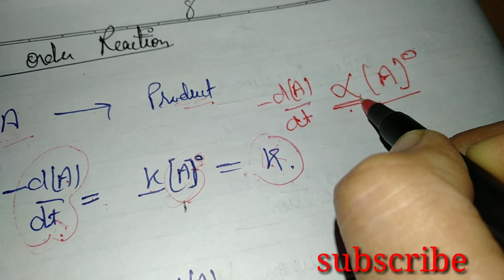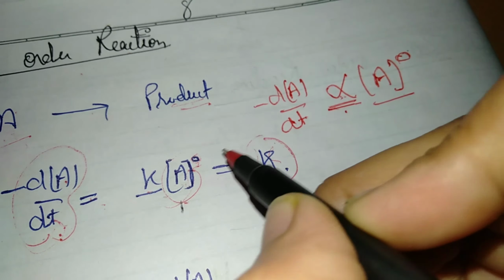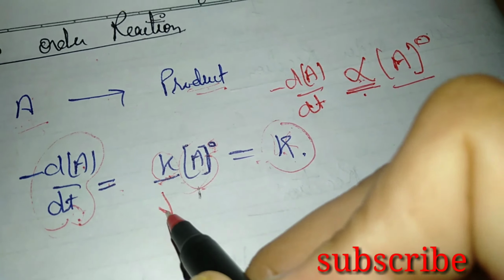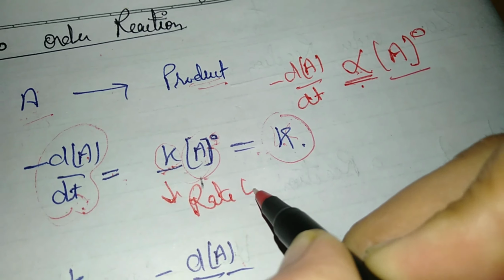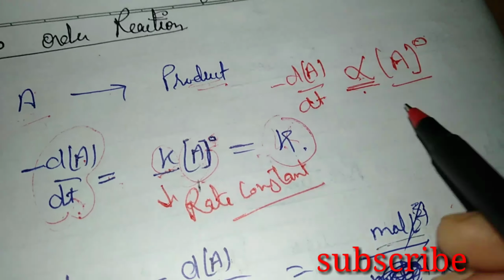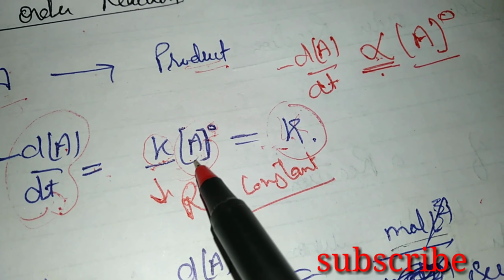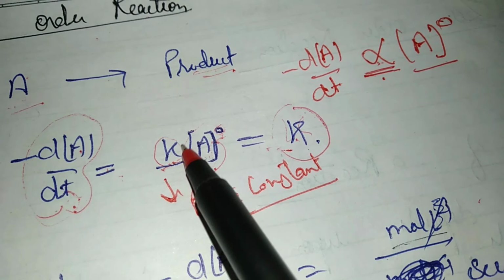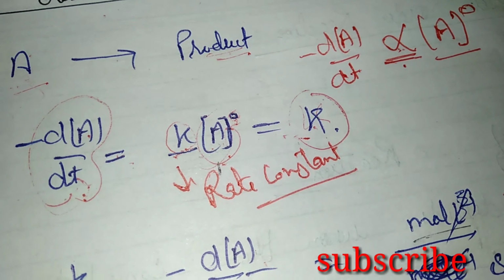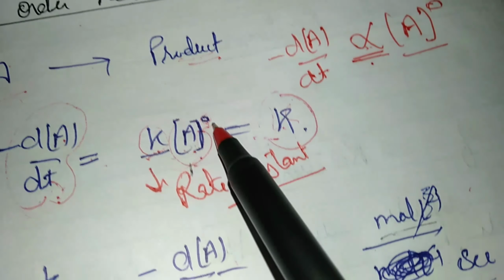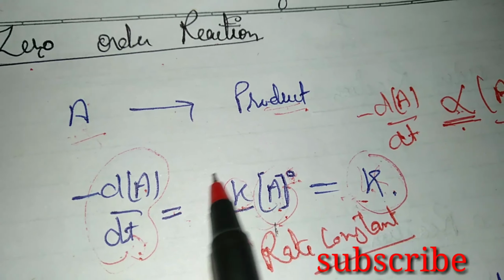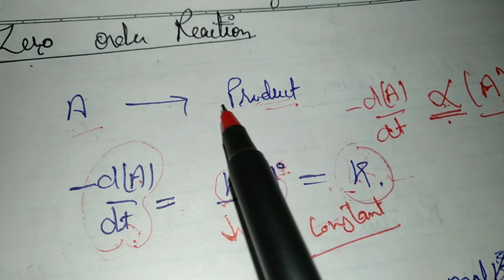When we open this proportionality sign, it will be equal to k, and k is the rate constant. We call this k the rate constant. So, as we know, the exponent of the concentration of A is 0, meaning it is independent of the concentration of the reactant. So A raised to power naught will be equal to 1, and so this is the differential rate equation for the zero order reaction.